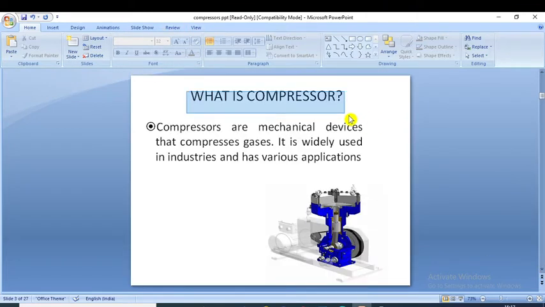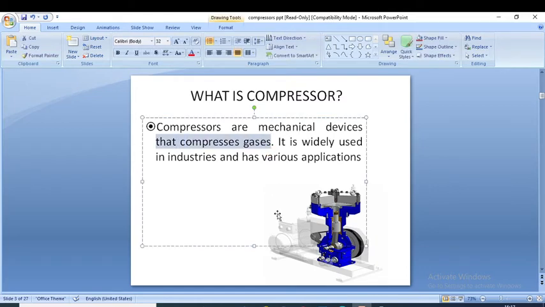So what is compressor? So compressors are mechanical devices that compress the gases. It is widely used in the industries and has various applications. So compressors are the mechanical devices which are used to compress the gases. Compress the gases means they are used to increase the pressure of gases.